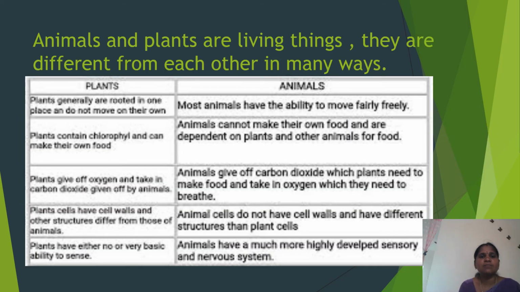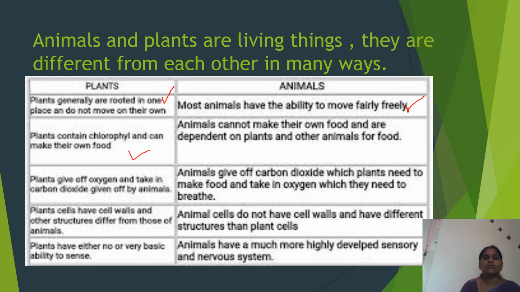Let us observe the table. A brief discussion about these animals and plants, the living things. They are different from each other in many ways. Observe the table. Plants are generally rooted in one place and do not move on their own. They cannot move; if we move them, they will die. Most animals have the ability to move freely, to search for food and to escape from their enemies, moving from one place to another.